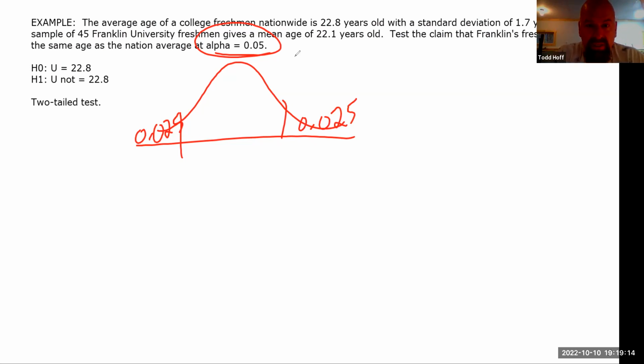Next, we need to know if this is a z-test. Can we use the normal distribution? And yes, it is a z-test because up here, we are given the population standard deviation of 1.7 years. This is the average age of college freshmen nationwide. That is our whole population. So we have the population standard deviation, so we can use a z statistic here, a z-test.